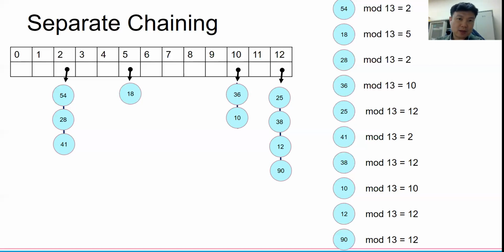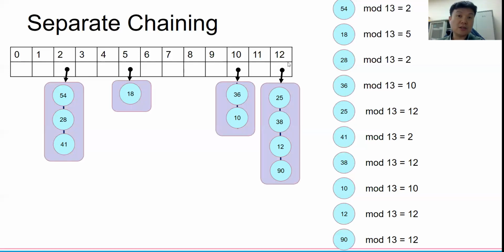The idea is that we have a chain in index 2, a chain in index 5, a chain in index 10, and a chain in index 12. So this is the separate chaining method. For every location, or every index, we have a new chain.